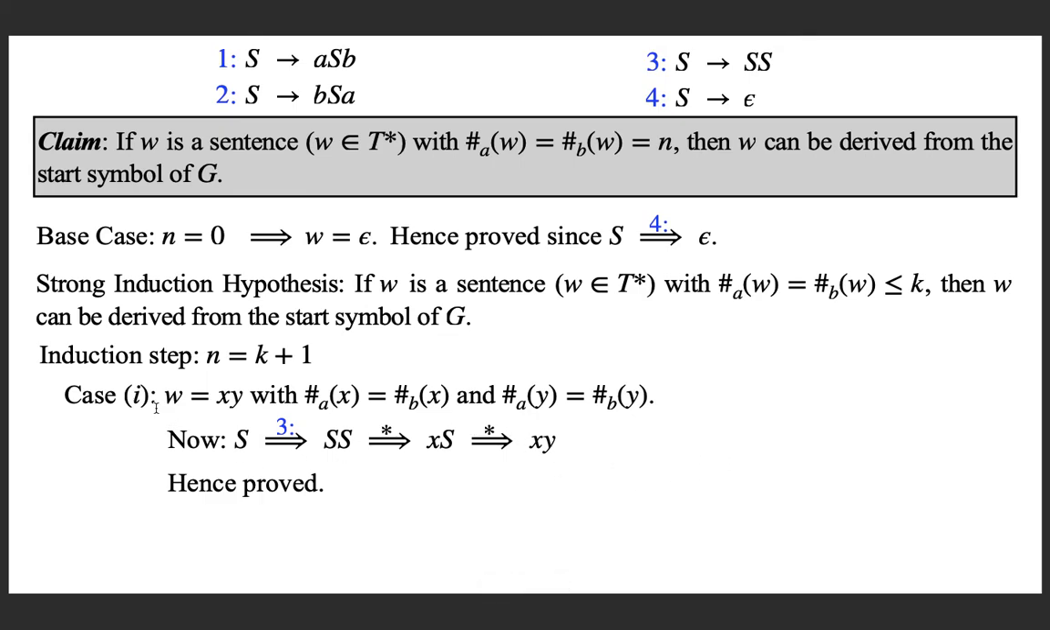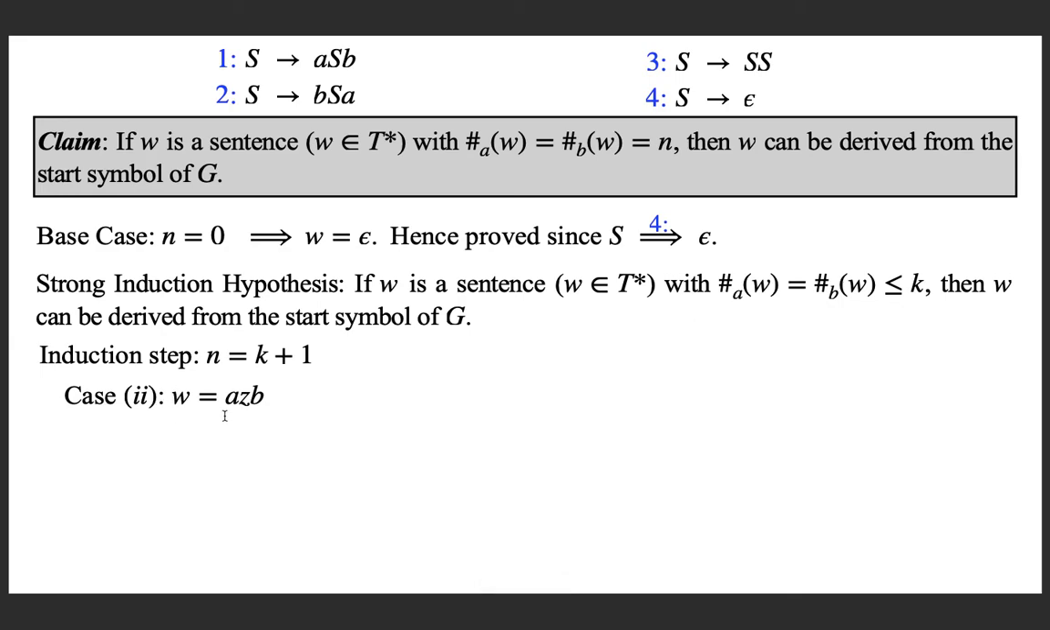For the case 1 you can derive it. If W is satisfying case 1, then you can derive. Then case 2, that is if W satisfies this condition, starting with A and ending with B, then I shall first apply rule number 1. I am getting this, no doubt. Then I will claim that now I can derive Z from S using 0 or more steps.